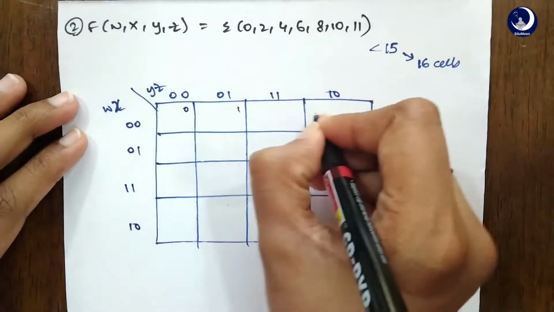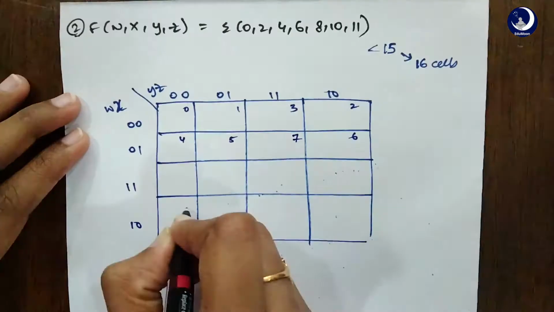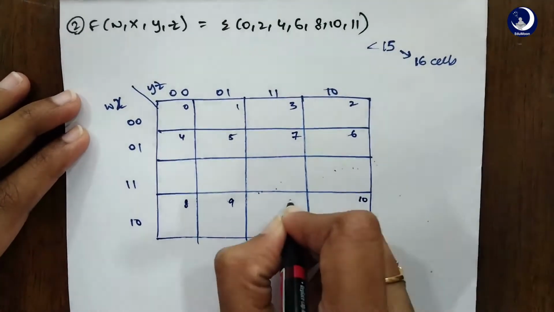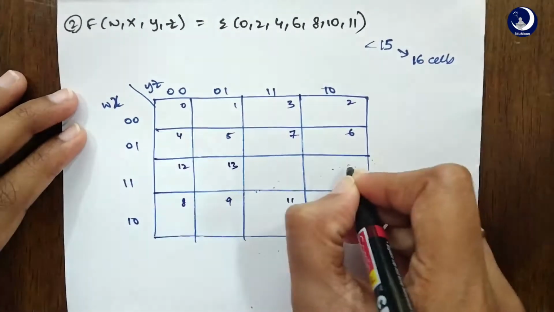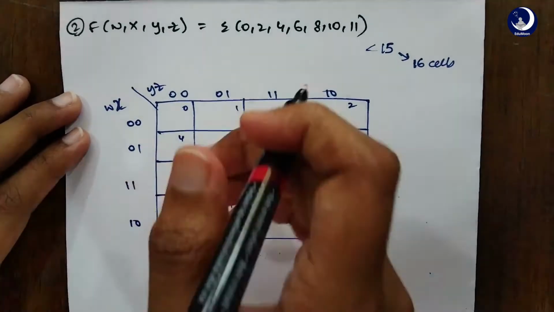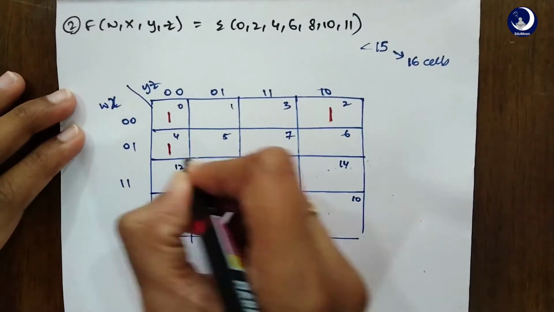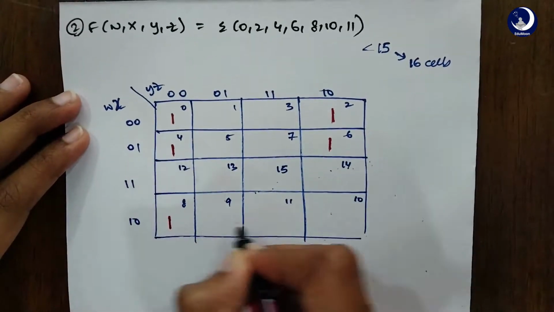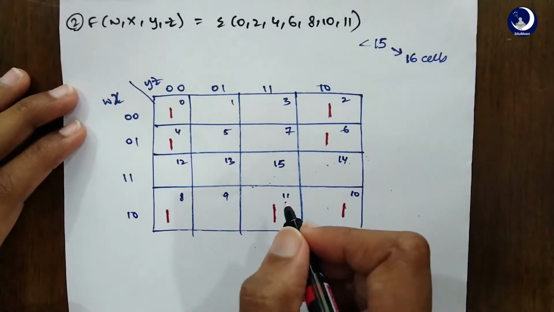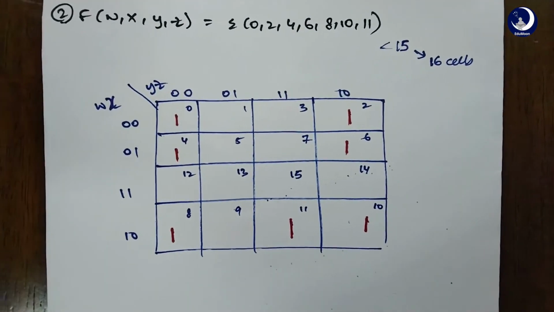Carefully mark these cells: 1, 2, 3, 4, 5, 6, 7, 8, 9, 10 and 11, 12, 13, 14 and 15. Now start marking 1s for the given expression. So 1, 0 and 2, 4 and 6, 8, 10 and 11. Okay. Now the key point is how to form pairs for this one.